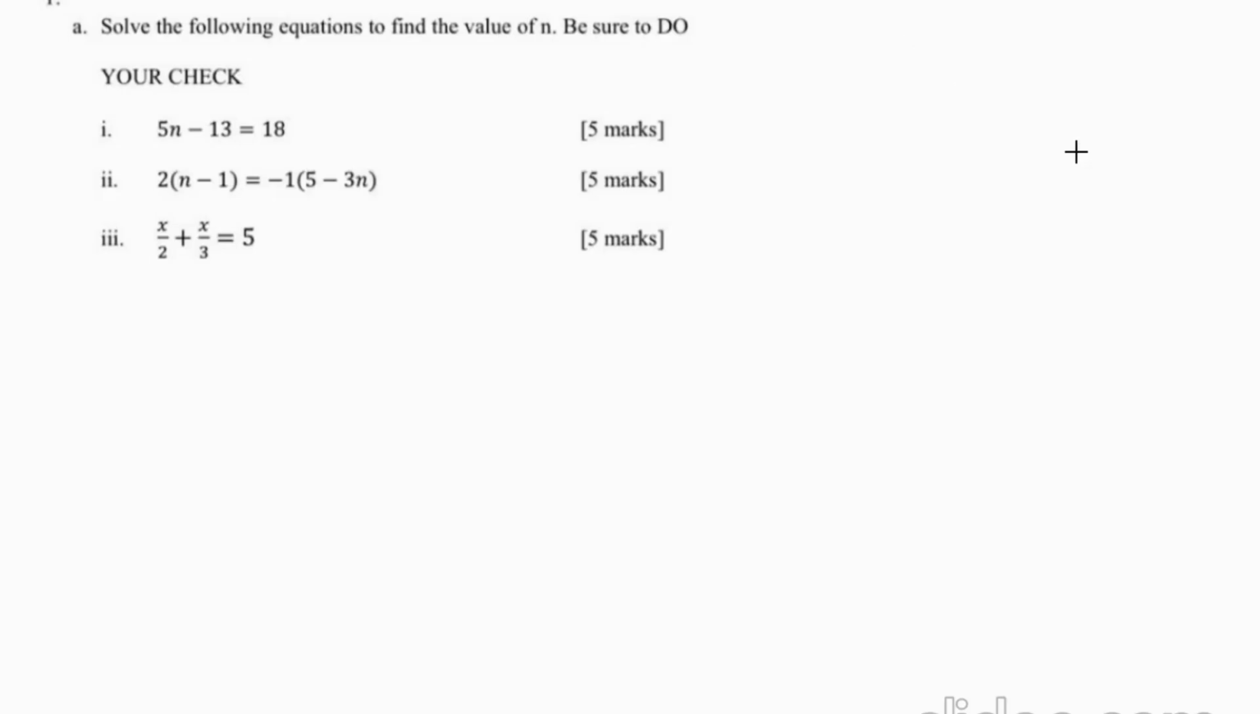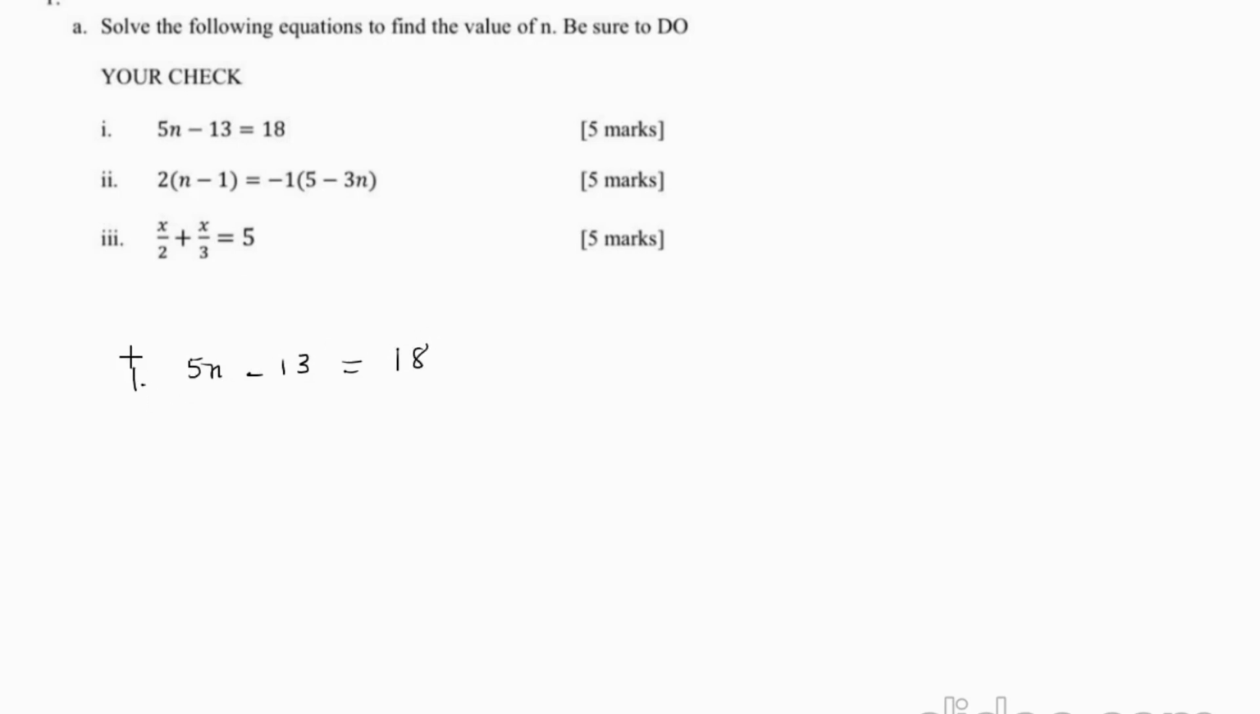All right, so let's get started with the first question here. Solve the following equations to find the value of n. Be sure to do your check. So let's start with the first one. It says 5n minus 13 is equal to 18.